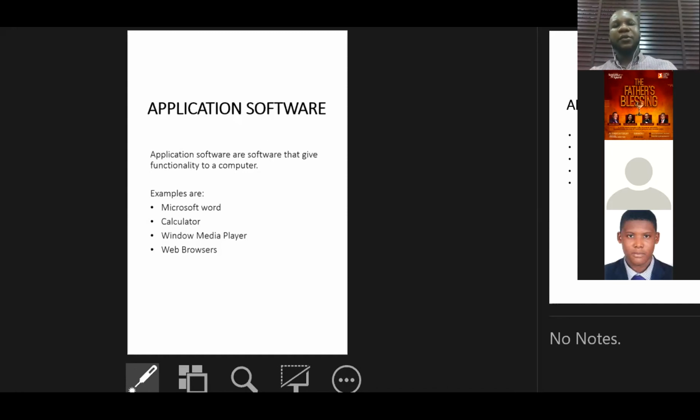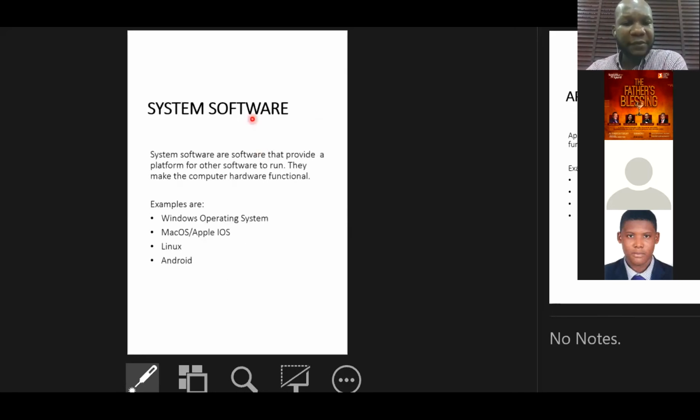Which takes us back to the definition that application software is software that gives functionality to a computer. The application software you install on a computer determines what you use the computer for. Before I go there, let me quickly say something. You guys are learning coding, you are learning software development. You are learning how to write the set of instructions which a computer could obey. So you are going to be responsible for this part of the computer. You can be responsible for the system software development.